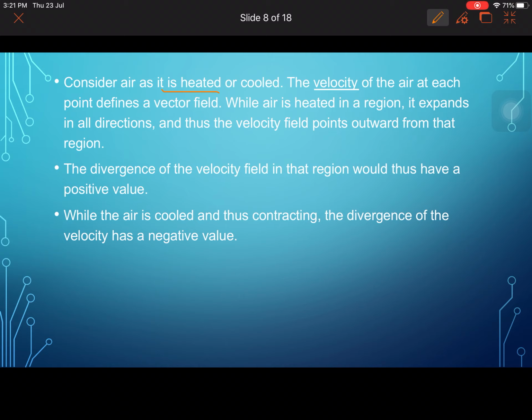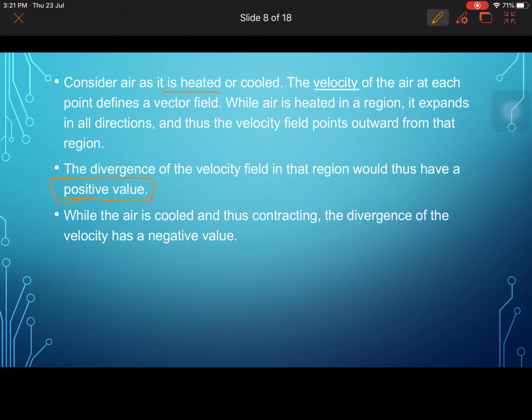Air is heated in a region, it expands in all the directions. Even when a liquid is heated, it tries to expand, and with air we can easily see that. So when the air is heated, it gets expanded in all the directions. Thus the velocity field points outward from that region. What does it mean? It means the divergence of the velocity field in that particular region is a positive value.